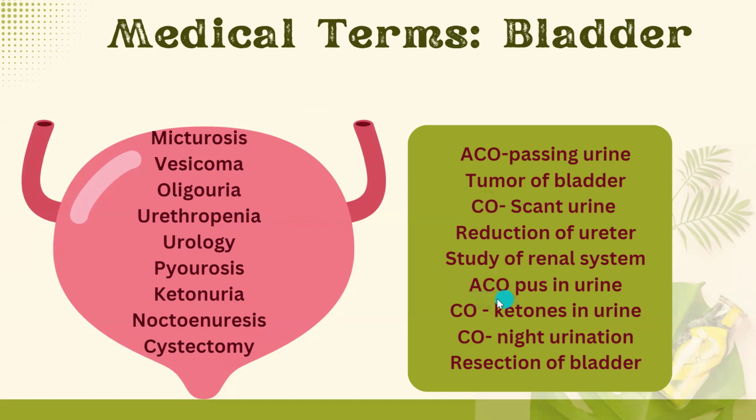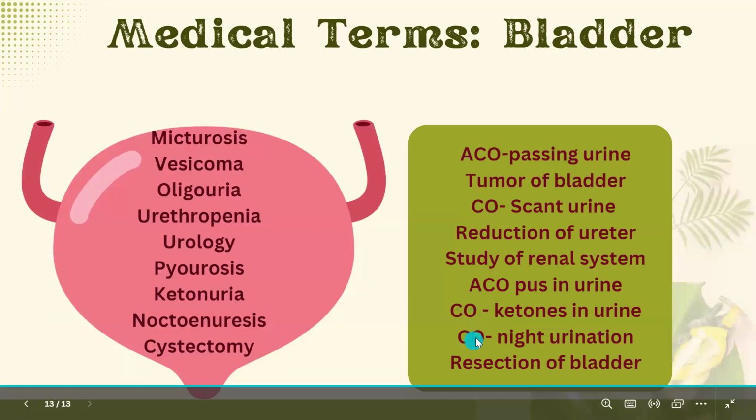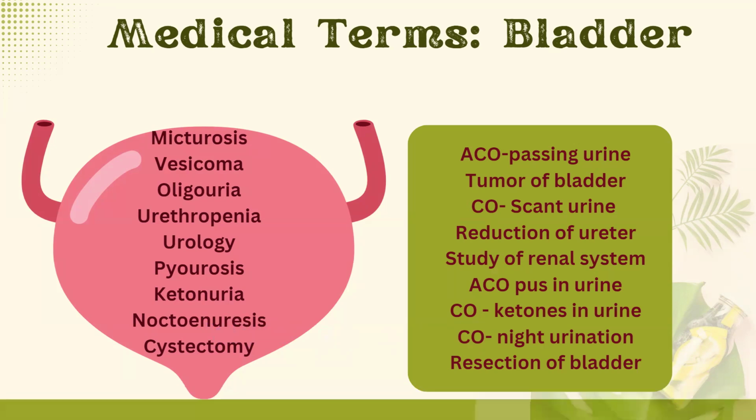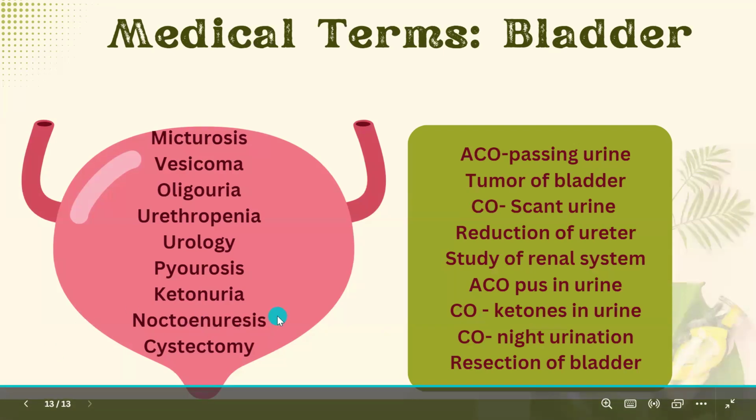Again, this ACO is just abnormal condition of, and our COs are condition of. Uresis is another suffix, a little different than uria. So uria is a condition in the urine. Uresis refers to urination itself. So nocturesis is going to be complaining of urination at night.